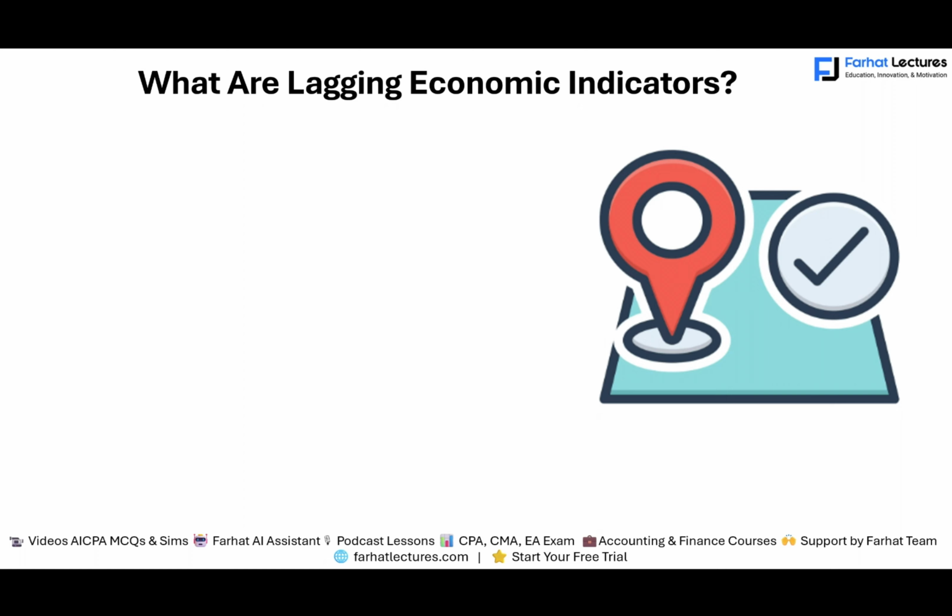In the prior session, we looked at leading indicators. Leading indicators are indicators that help us predict, give a signal about the future. We also looked at coincident indicators, which measure the present. In this session, we will discuss lagging indicators. Lagging indicators confirm the past.